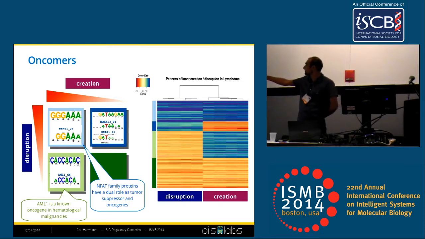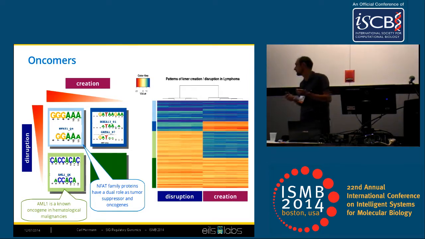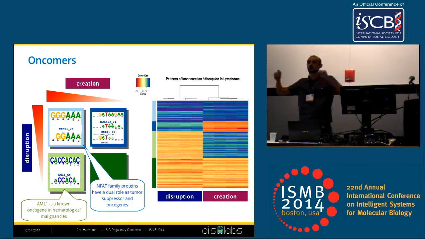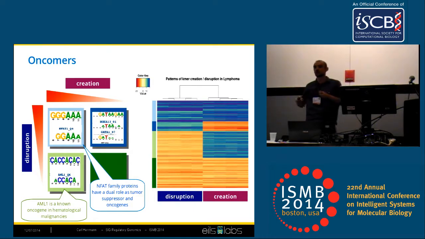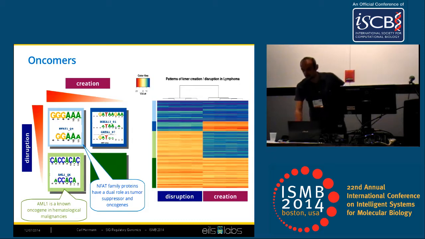Here is a motif that might match the NFAT1 motif, which has a dual role, both as an oncogene and as a tumor suppressor. Both of these roles have been shown, and so this might indicate a rewiring, a targeting of NFAT to a new set of target genes in this malignant context.